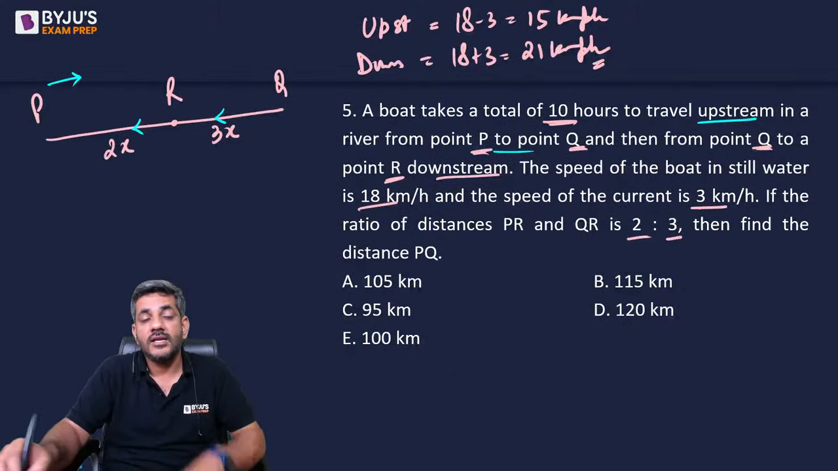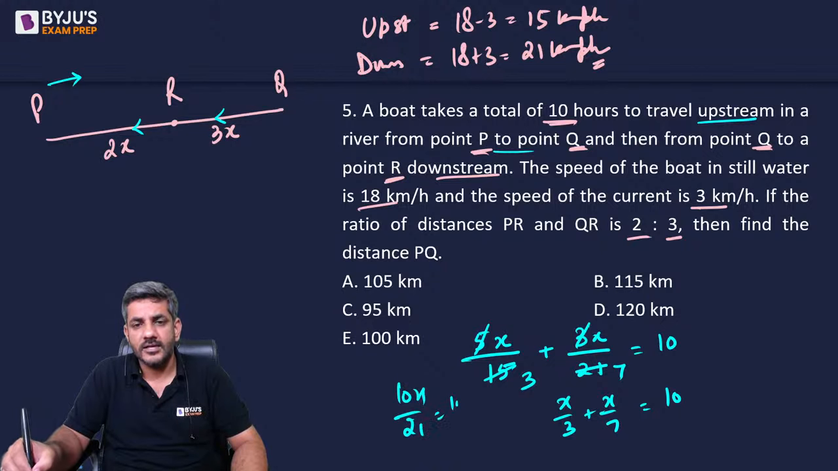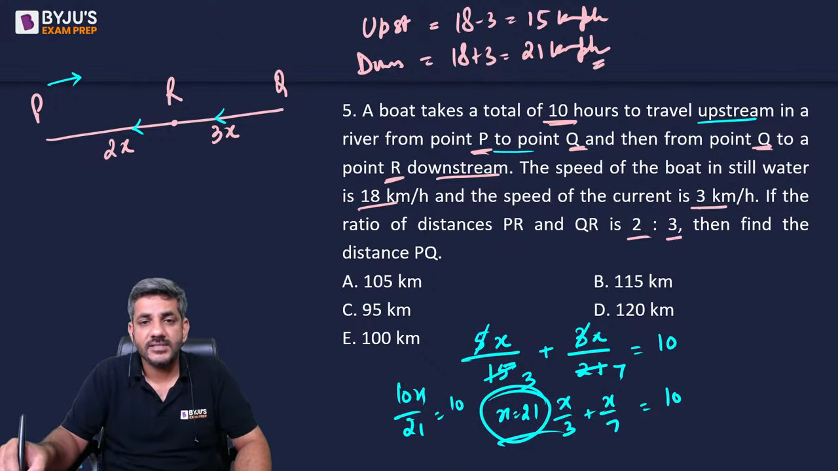So of course, solve it. So 5 threes are 15, 3 sevens are 21. I get x by 3 plus x by 7 is equal to 10. So this gives me 10x by 21 is equal to 10, or x is 21. If x is 21, the question says find the distance PQ. PQ is 2x plus 3x, 5x. X is 21. What is 5x? 5x is 21 into 5. So 105 kilometers is the correct answer for this particular question. A option is the right answer.